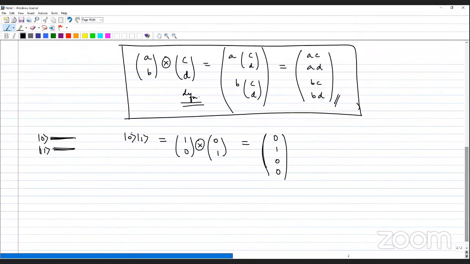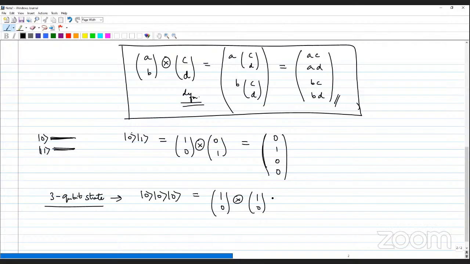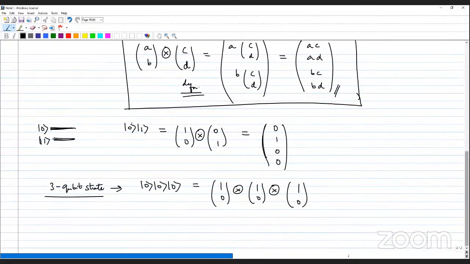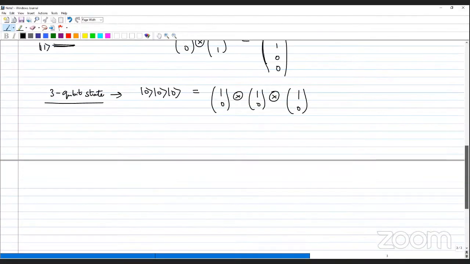Okay, finally we can do another example here, which is 0 0 0, right? So let me now take this to a 3 qubit state, okay? And the same rule holds, right? You just have to keep doing this sequentially, okay? So now let's do this example.